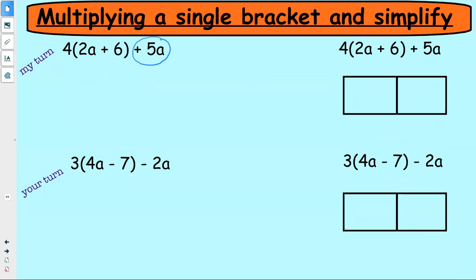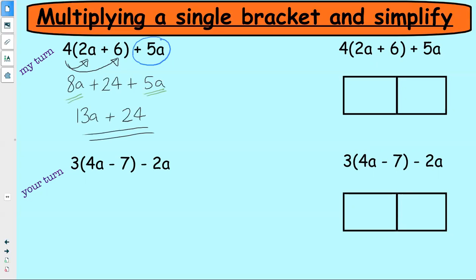Start off the exact same way. I'll just change my pen colour. So I'm going to do 4 multiplied by 2a, which is 8a, 4 multiplied by 6, which is 24, and then I have to add on my 5a. Just think about back with Algebra 1, you're simplifying expressions. Again, like terms can only add together. So my 8a and my 5a are like each other, so those are the ones that are going to be added together. So 8a add 5a gives you 13a, and then you're going to add your 24.